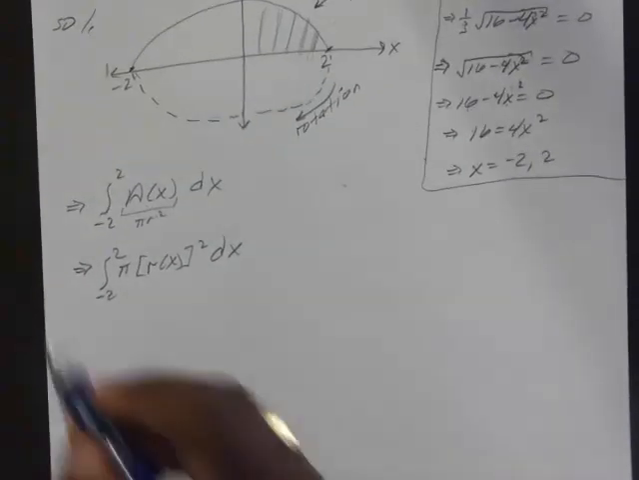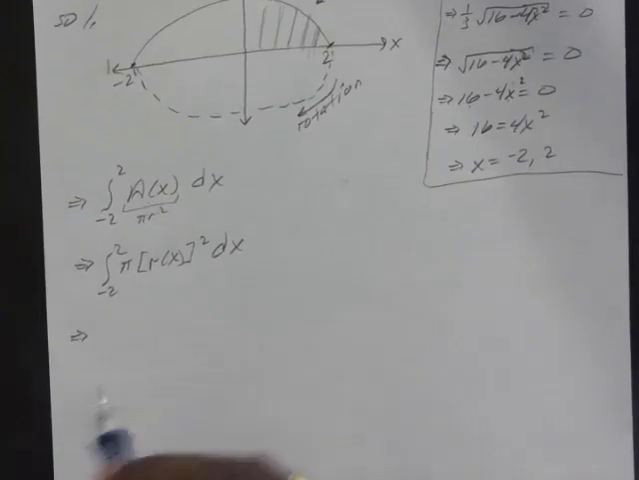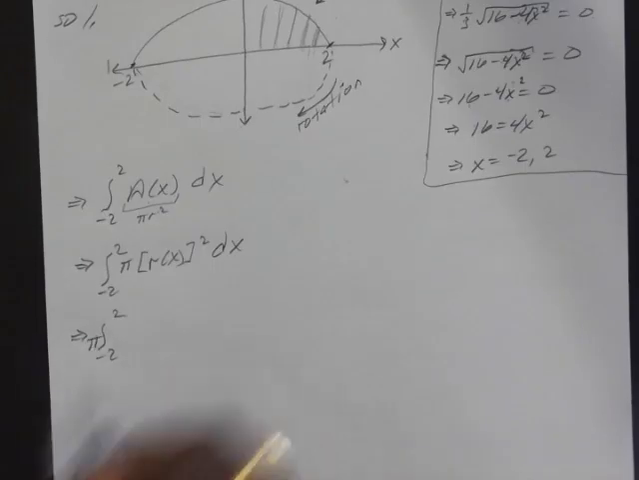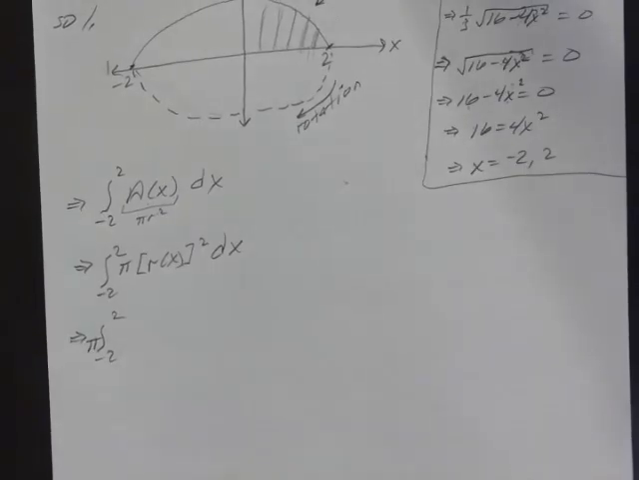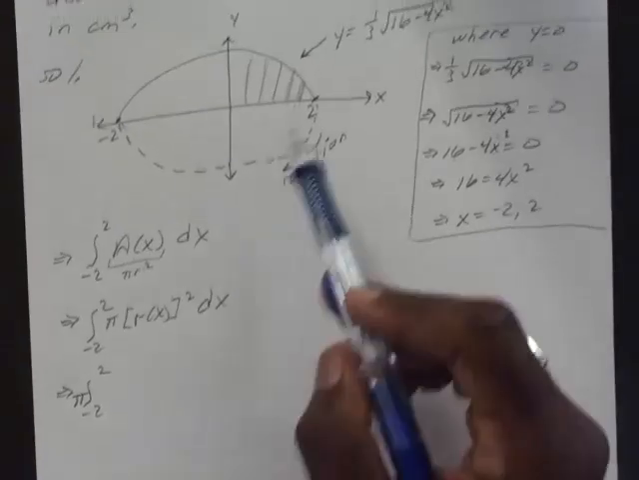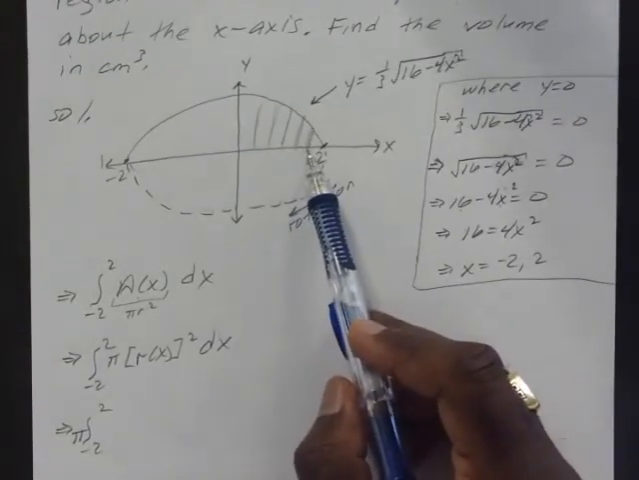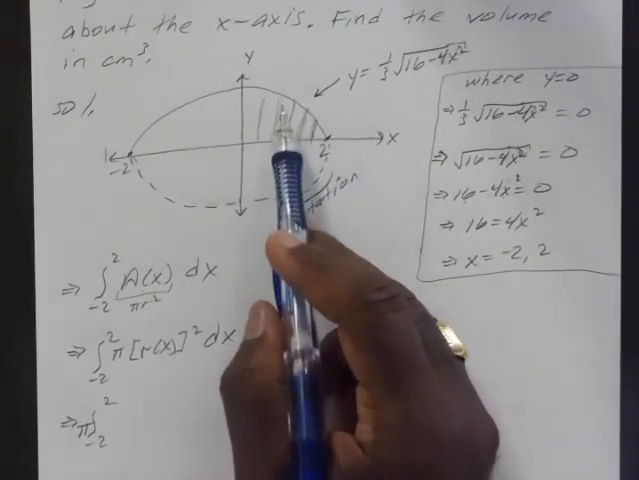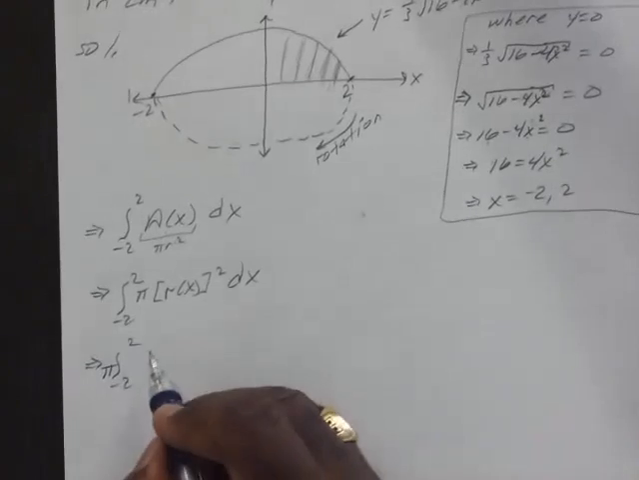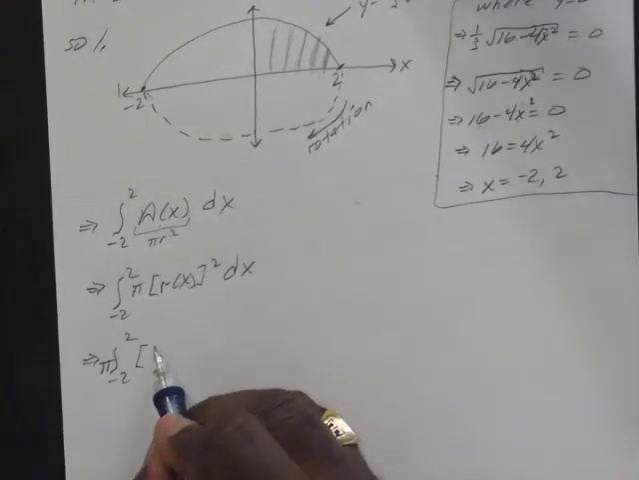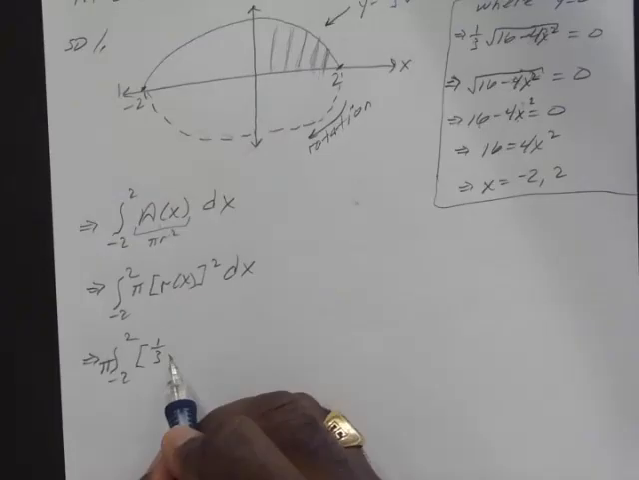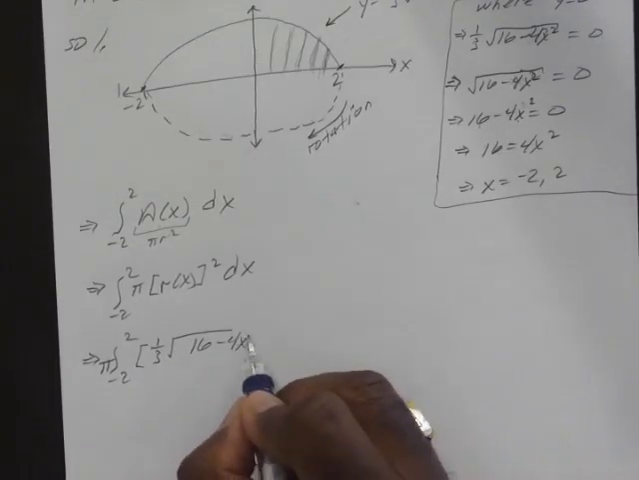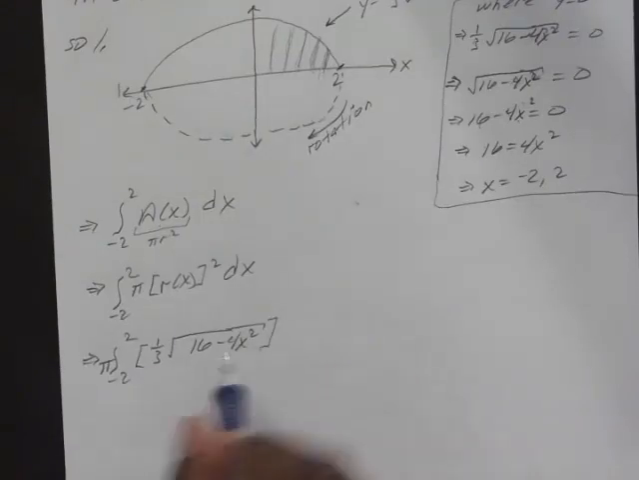Which means that for this curve from negative 2 to 2, we can bring the pi right on out to the front, and we'll get a different value of y for each x. So we know that our radius all depends on the value of x. So that's the square root of 16 minus 4x squared times 1/3, squared.